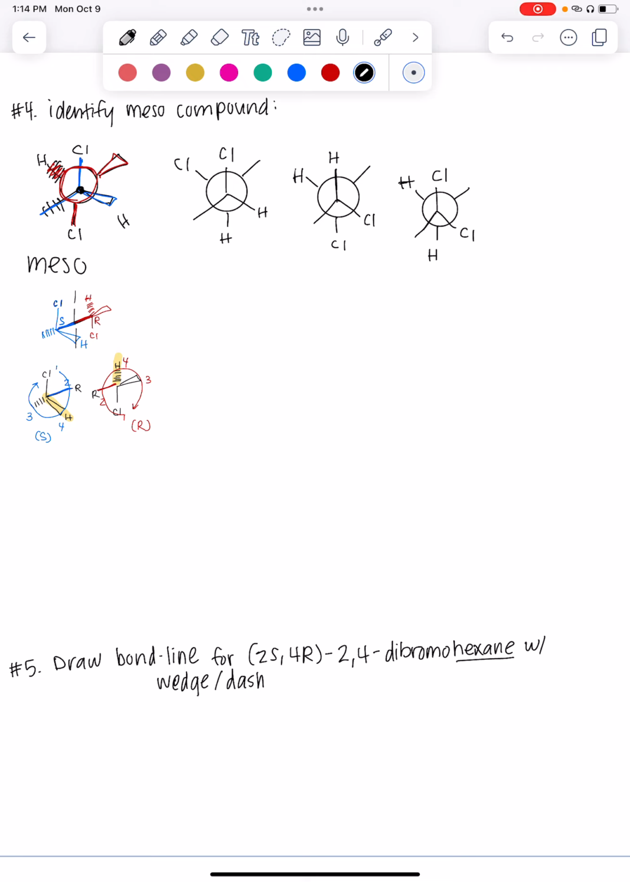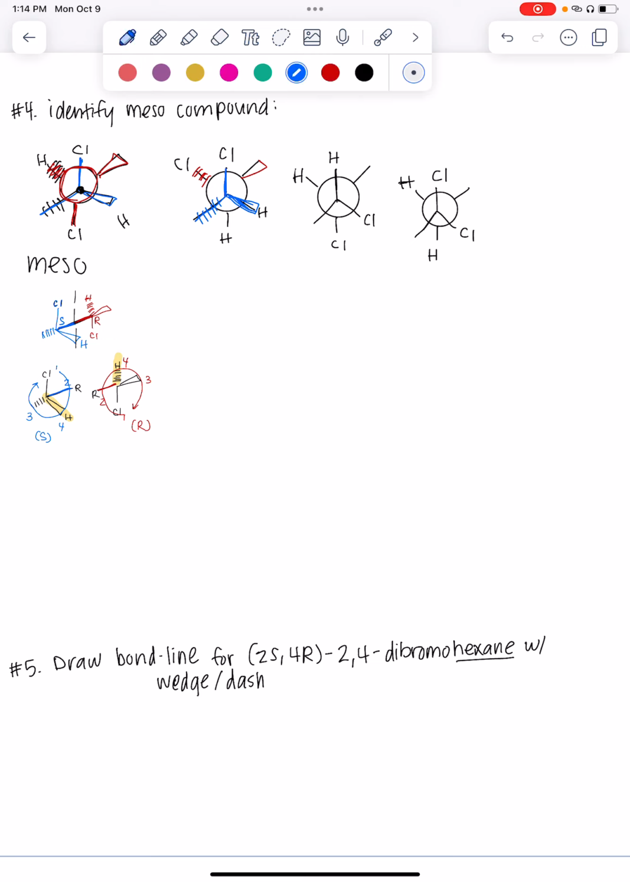So we can look at this one. So let's do the same thing. Let's split it in half. So we have this line here. And we've got our front carbon, which we said was blue last time. So let's keep it blue. We've got this, this, and this. I'm going to say that this one is going away. This one's coming towards. On the back carbon, this one's going to be going away, and this one's going to be coming towards. The C and the H are going to be in plane.